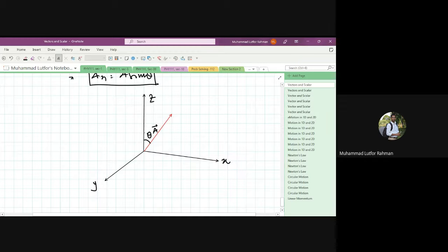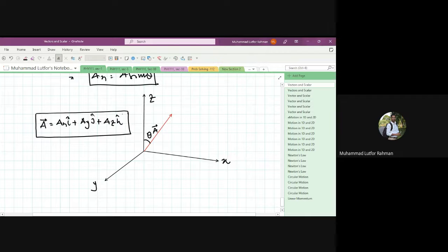Now I need to express it. I know this vector could be represented in that way. This A would be ax i hat, ay j hat, and az k hat. Am I right? That vector could be represented in that way.